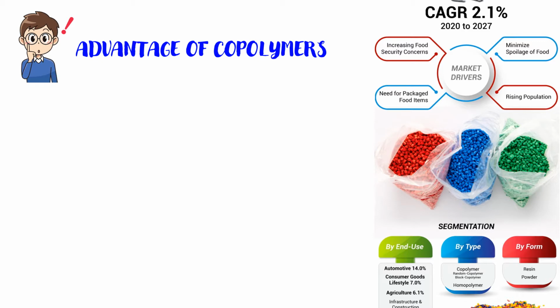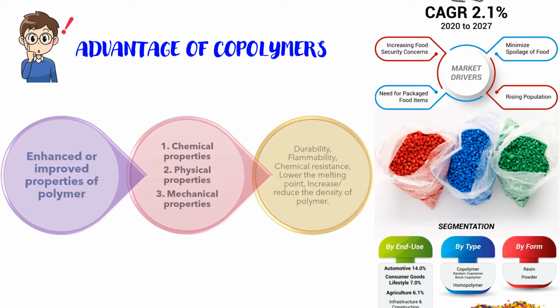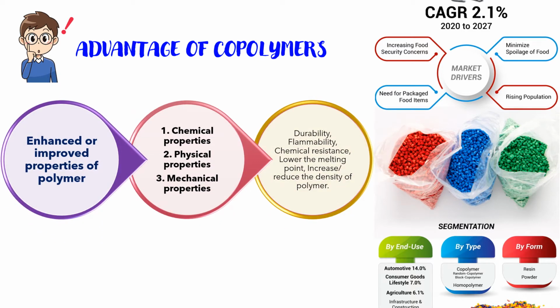Here is the advantage of copolymer. It can enhance or improve the properties of a polymer, such as the chemical properties, physical properties, and mechanical properties. The properties that might be improved are durability, flammability, and chemical resistance. Maybe it will lower the melting point, or increase or reduce the density of the polymer.